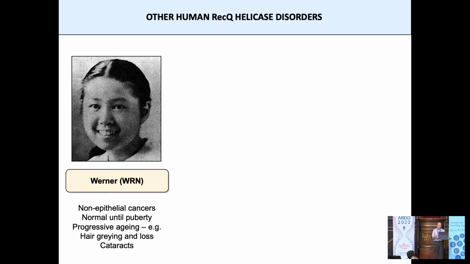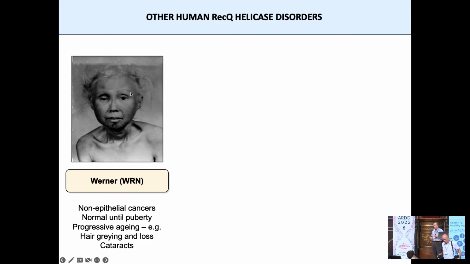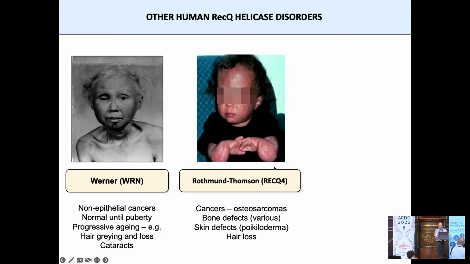The other RECQ helicase disorders I'll just quickly go through. This is the famous Werner patient who is shown all around the world, who was phenotypically normal at the age of 15 and then showed very obvious multi-organ premature aging only in her 40s. Then there's RECQ4 deficiency diseases. There are actually 3 different diseases that are mutated in this protein called RECQ4. And those diseases are mainly associated with skin and skeletal abnormalities.